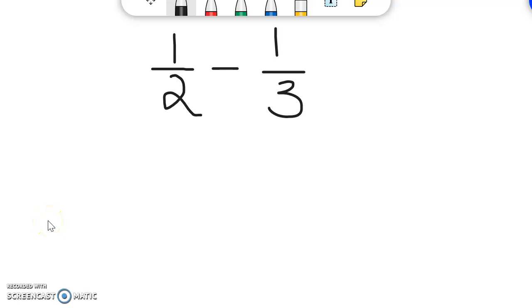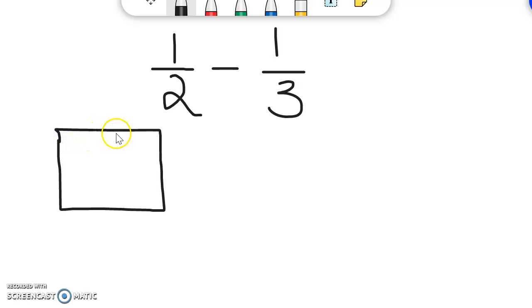Here's how to subtract fractions using a visual model. I'm going to draw one rectangle, and I'm going to split it into two parts with a vertical line down the middle, and I'm going to shade one of those parts to represent 1/2.